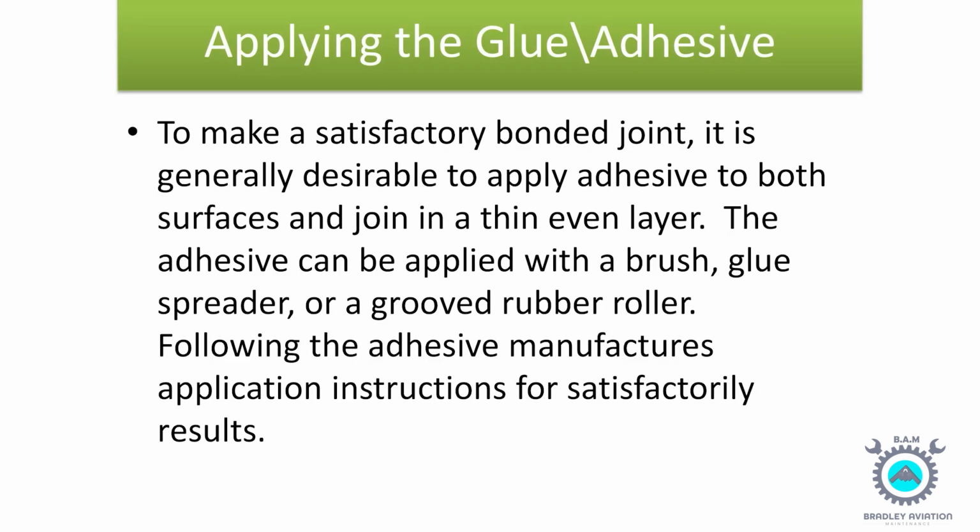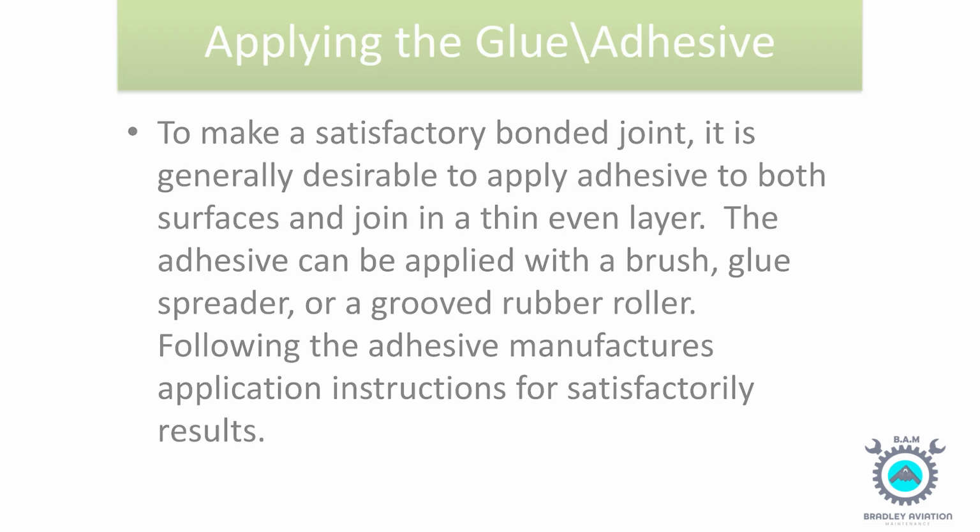Applying the glue adhesive. To make a satisfactory bonded joint, it is generally desirable to apply adhesive to both surfaces and join in a thin, even layer. The adhesive can be applied with a brush, glue spreader, or a grooved rubber roller, following the adhesive manufacturer's application instructions for satisfactory results.